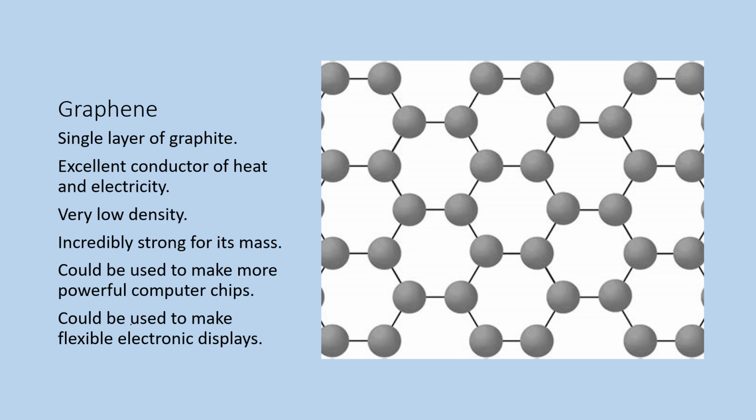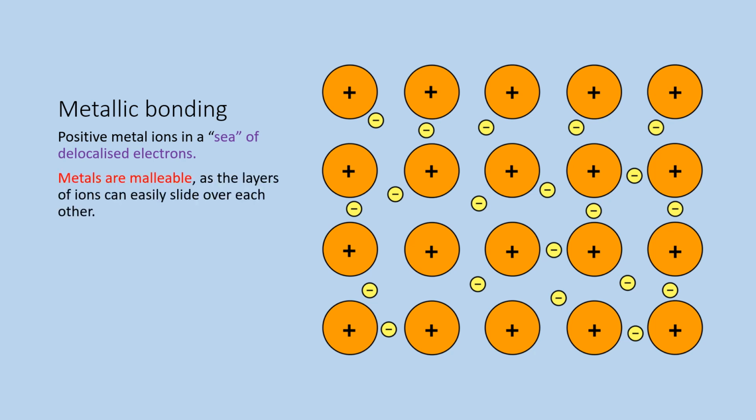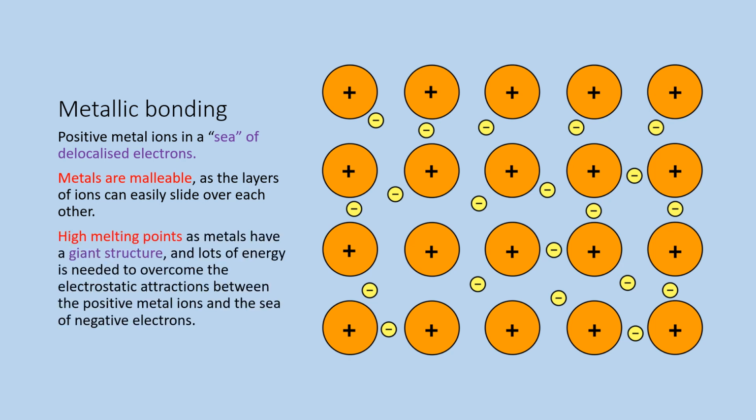Now, the third type of bonding is metallic bonding. The name itself gives it away, it is a bonding between metals only, and we normally refer to it as positive metal ions with a sea of electrons. So these negative yellow signs are your free-flowing electrons that allow metals to conduct electricity. They are malleable because they're in layers, and the layers can slide over each other. They have high melting points, as lots of energy is needed to overcome this electrostatic force of positive and negative ions here.